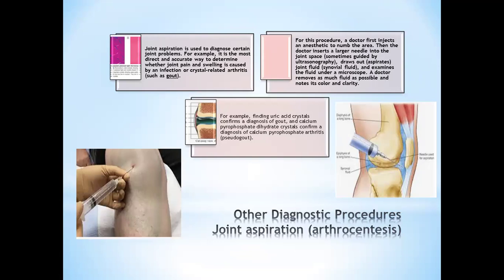Other diagnostic procedures include joint aspiration, arthrocentesis. It is used to diagnose certain joint problems. For example, it is the most direct, accurate way to determine whether joint pain and swelling is caused by infection or crystal-related arthritis, such as gout. For this procedure, the doctor first injects anesthetic to numb the area. Then the doctor inserts a larger needle into the joint space, draws out and examines the fluid under a microscope. The doctor removes as much fluid as possible and notes its color and clarity.